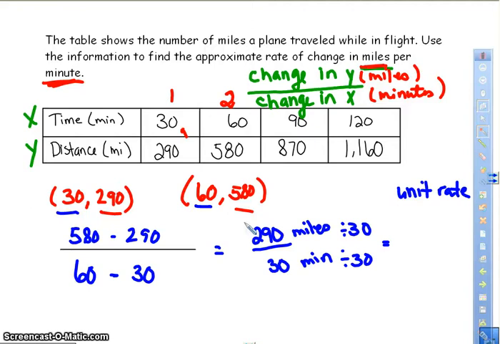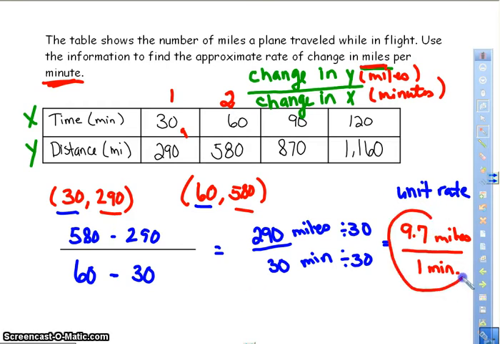You can always use your calculator. So 290 divided by 30 is actually 9.6 repeating, so I'm just going to put 9.7 miles. Then I'm going to take 30 divided by 30, which is 1. So 9.7 miles per 1 minute. And that's my answer.